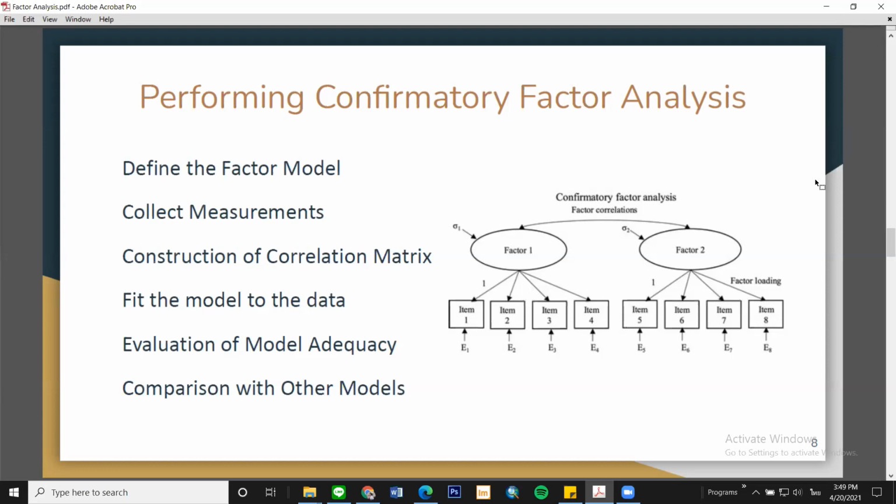And the last step is comparison with other models. Almost the test of individual factor loading can be compared with other test factor models by examining RMS error.